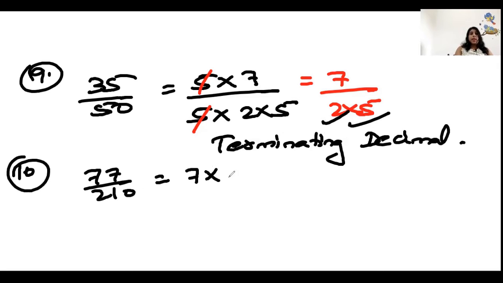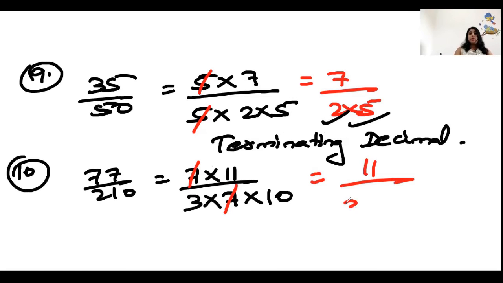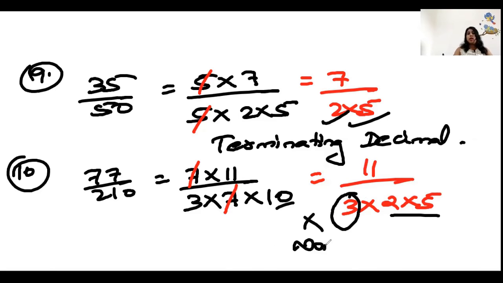Now the last question of this portion, 77 by 210. 77 I can write as 7 into 11. 210 I can write as 3 into 7 into 10. Here 7 and 7 cut, but 3 I cannot cut. I can write it as 11 by 3 into 2 into 5. 10 I can split as 2 into 5. 2 into 5 is already there, no problem. But additionally, what is there? 3 factors there. So what can I say? This is a non-terminating decimal number.